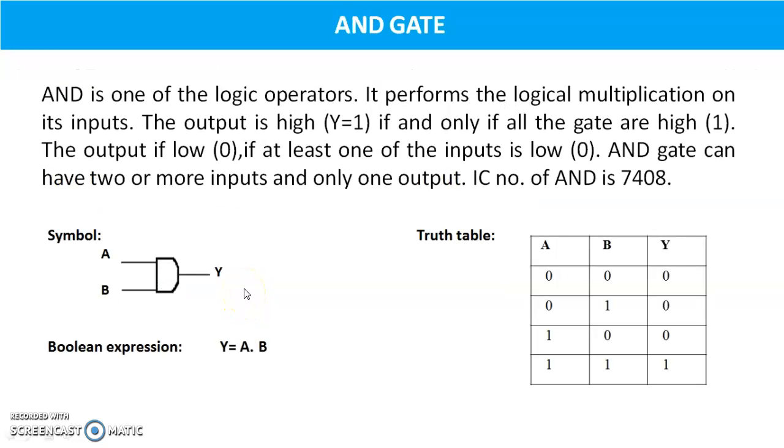Next is AND gate. AND gate is also a basic kind of gate. AND gate IC number is 7408. This is the symbol of AND gate. Here are the two inputs A and B, and Y is the output. In AND gate, if all the inputs are 1, 1, that time only the Y will be 1, otherwise Y output will be 0. ANDing is nothing but the multiplication of n number of bits. If any one of the input is 0, then output will be 0. That is the AND gate.